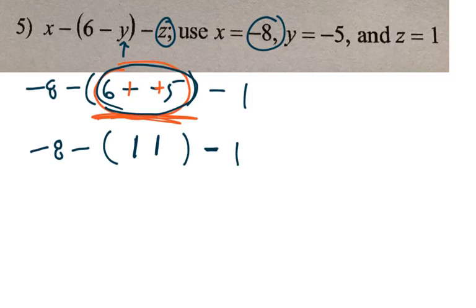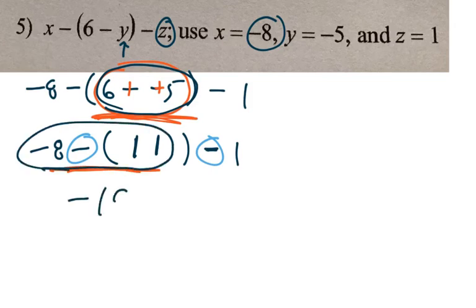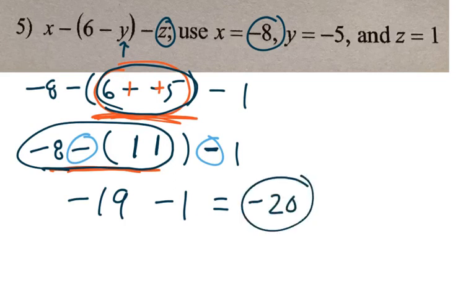Now what? Let's just go in order, right? We have a minus here and we have a minus there. So we're just going to go in order. Let's do these two first. What is -8 minus 11? -19. And then I'm going to do the -1. What is -19 minus 1? It's -20. And of course, you can use your calculator to check your answers.